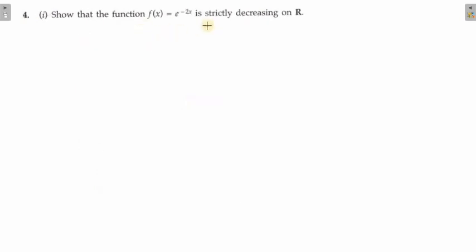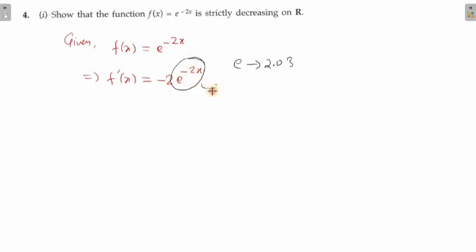So the next question is this one, strictly decreasing on R. Okay, so given is f(x) equals e to the power minus 2x. Okay, so from here f dash of x, when you differentiate, you get minus 2 e to the power minus 2x. Now if you remember, if you use your calculator, you find that e is something like 2.7 something. Okay, so this is a positive quantity. So if you give any power, although the power is negative, this quantity is always positive.